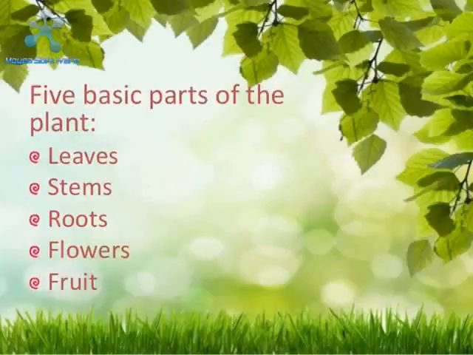Now we are going to discuss the different parts of a plant. Parts of a plant can be divided into 5 parts, or we can say basically we can divide the plant into 5 parts, and these 5 parts are leaves, stems, flowers, roots and fruits.